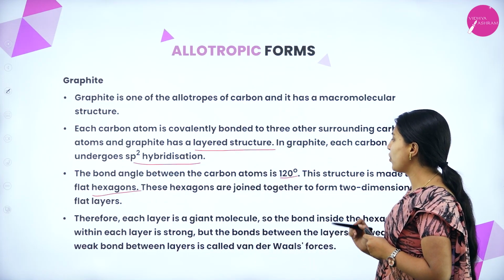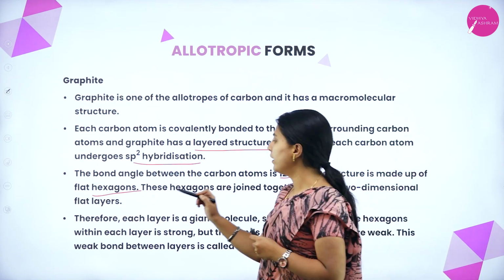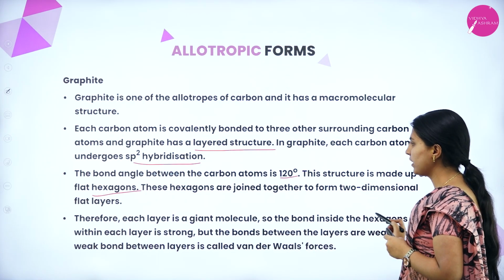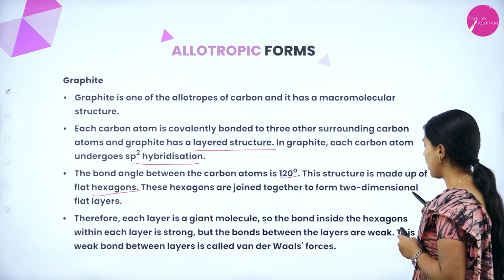These hexagons are joined together to form 2-dimensional flat layers. Therefore, each layer is a giant molecule. The bonds inside the hexagons within each layer are strong, but the bonds between the layers are weak.